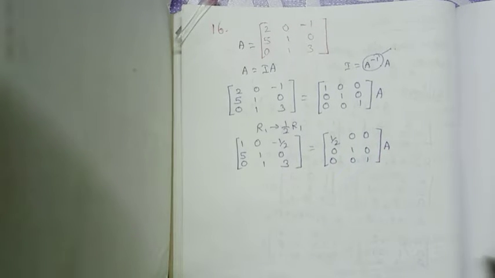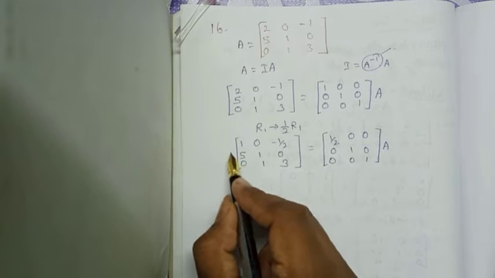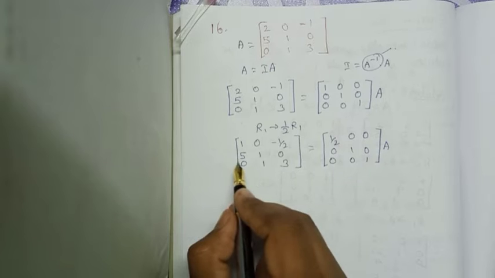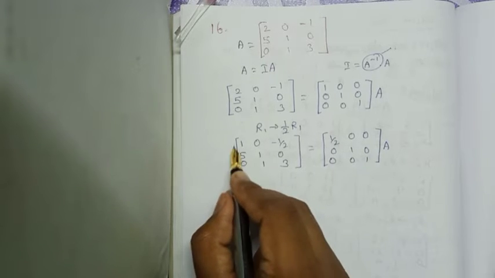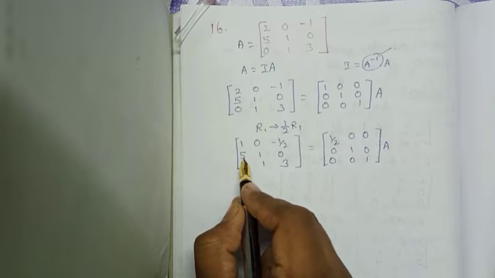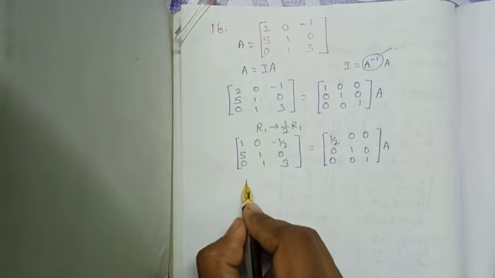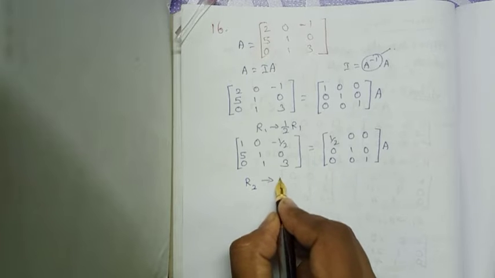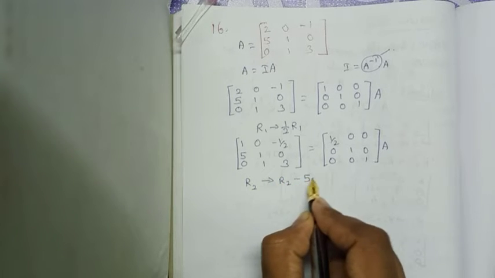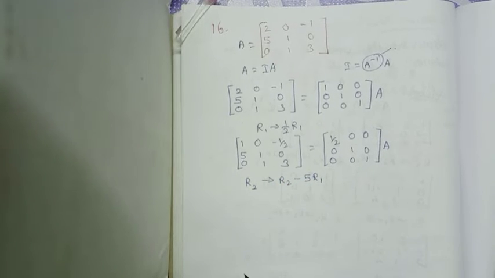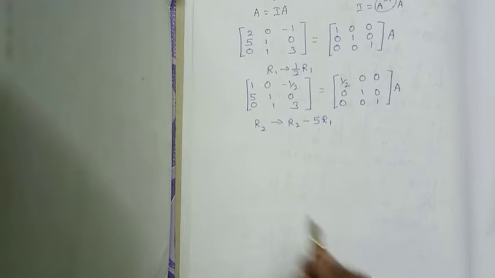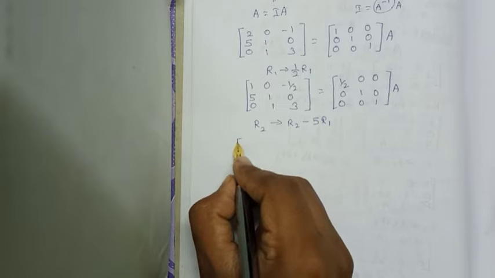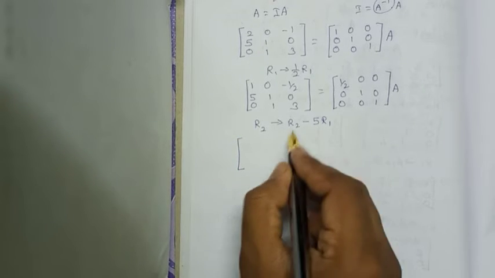Next, this entry should change to 0, and in the third row the entry is already 0, so there is no change. To get 0 in the second row, we multiply row 1 by 5 and subtract it. So the change is in row 2: row 2 implies row 2 minus 5 into row 1. We calculate this in rough work and get the final matrix for these operations.